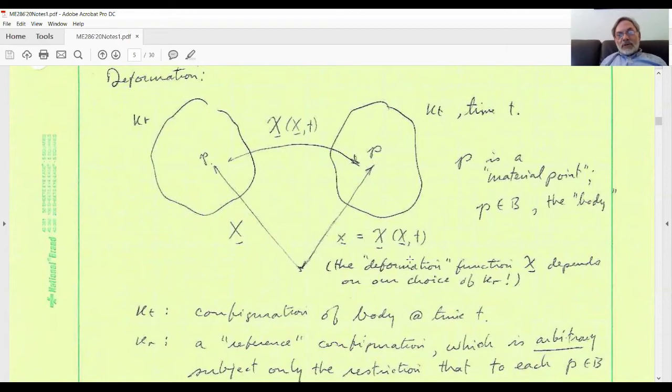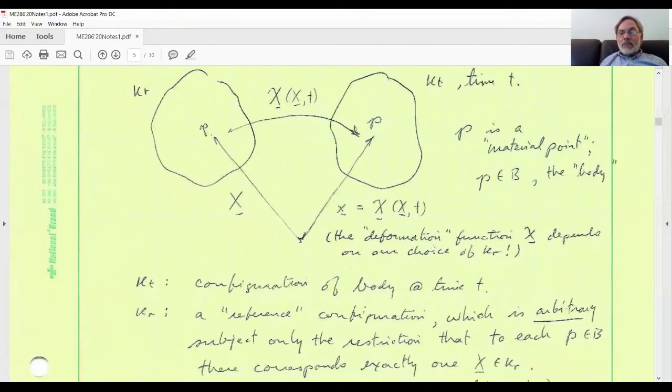One thing we immediately must notice is capital X depends on the manner in which we choose our reference configuration, whereas small x has nothing to do with the reference configuration. So the value of this function is not dependent on a reference configuration, although its argument, capital X, certainly is. Therefore, the function itself, kappa or chi, depends on the choice of reference configuration. So in principle, there should be a subscript kappa r, chi sub kappa r, to indicate this dependence, but that notation would be cumbersome, and so you simply should keep it in mind as we proceed.